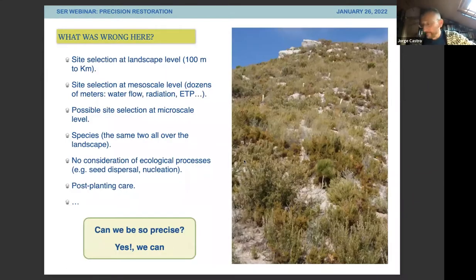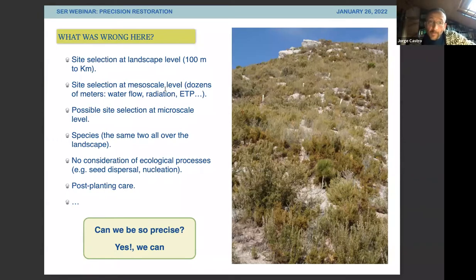Let's go back to this picture. What was the problem here? What was wrong here? Many things were wrong when people did this reforestation, when the Forest Service did the reforestation. Probably the site selection was wrong, okay? At landscape scale, the soil here, these are dolomites. I mean, this species of pine can grow here, but the oak that they planted here doesn't grow here at all. It cannot support this kind of soil.